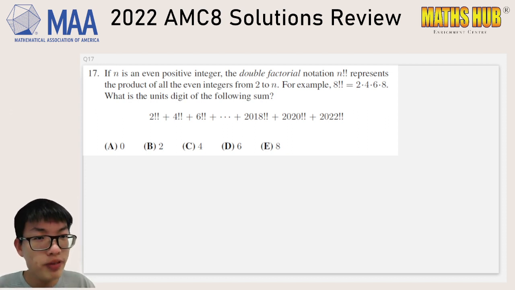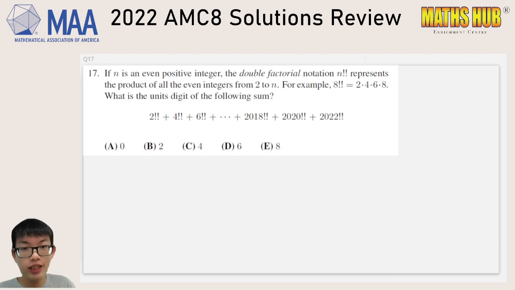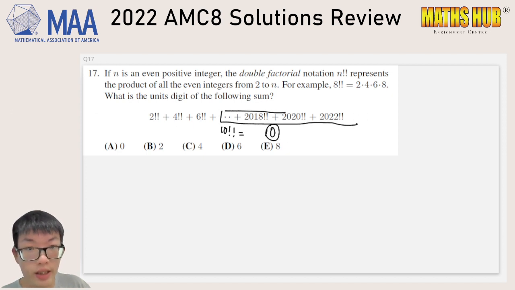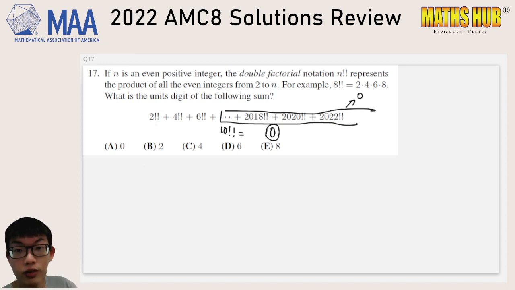This is a pretty classic question, except that they changed it to double factorial. I think the MAA didn't want the question to be too familiar, but the concept is still the same. Once you reach 10 double factorial, you basically will have a factor of 10 somewhere, 2 times 4 times 6 times 8 times 10, and the last digit will be 0. So from 10 onwards, they are not going to contribute anything. They're all going to be 0. So all you need to do is to take 2, 4, 6, 8 and look at the last digit.